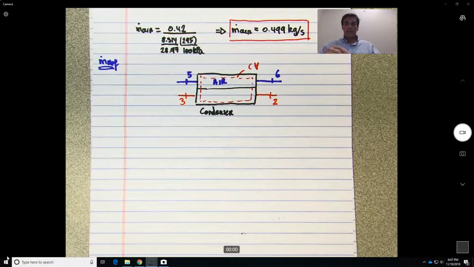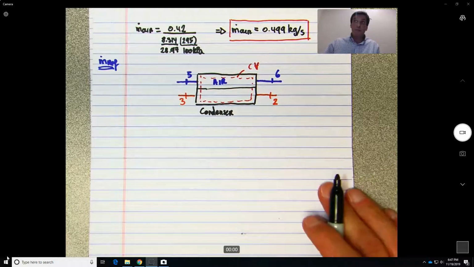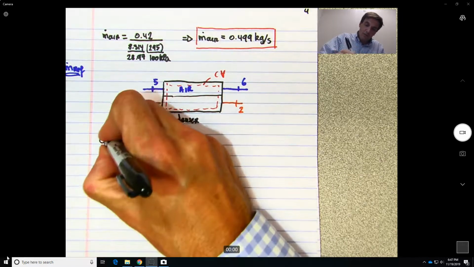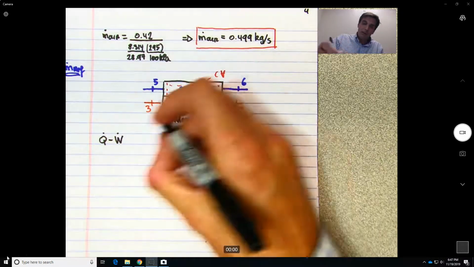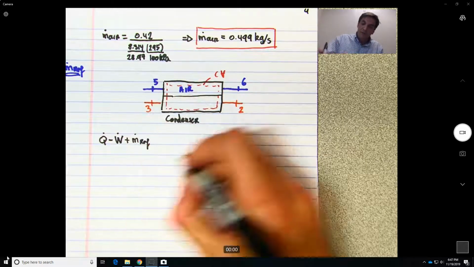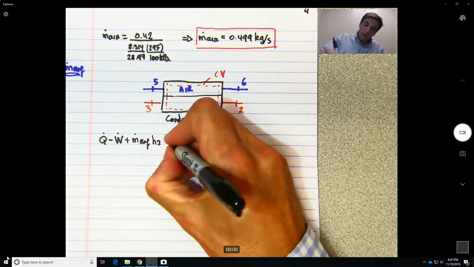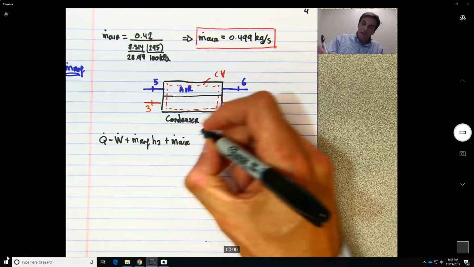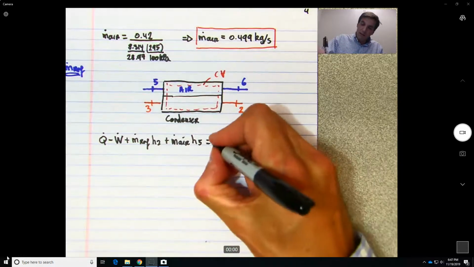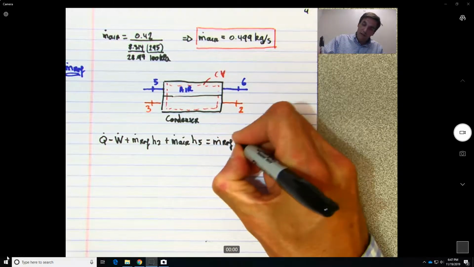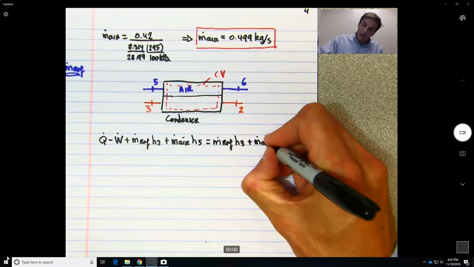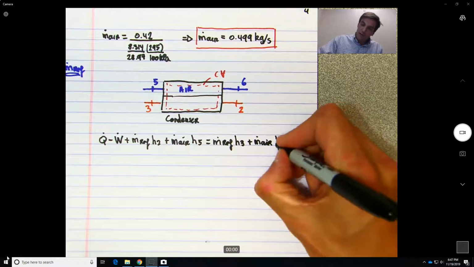So neglecting kinetic and potential energy, the first principle of thermodynamics here can be written as what? Q dot minus power. Now we look at whatever is going in. So we have m dot of refrigerant times H2 plus mass flow of air times H5. Now we see what's coming out. Mass flow of refrigerant times H3, and the air coming out is m dot air times H6.